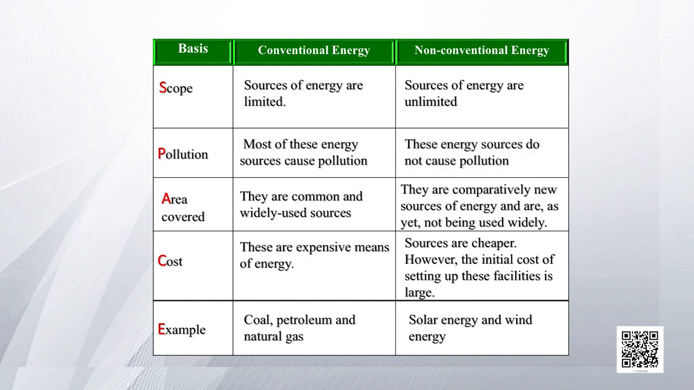Some examples of conventional sources of energy are coal, petroleum and electricity. Examples of non-conventional sources are solar energy, wind energy and tidal energy. Hydroelectricity, although being non-polluting, is an example of conventional sources.